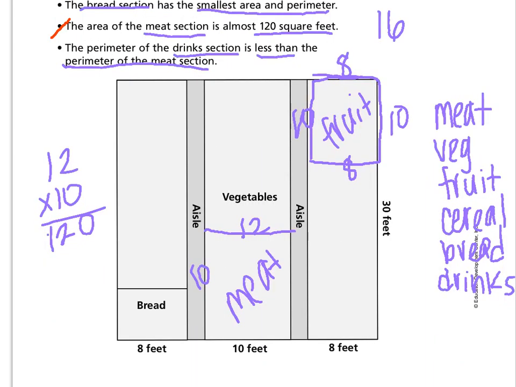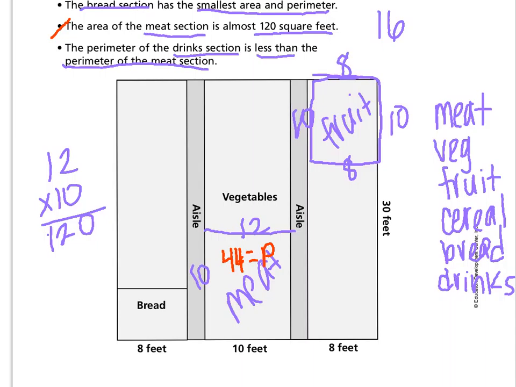The perimeter of the drink section is less than the perimeter of the meat section. The perimeter of the meat section is 10 plus 10 plus 12 plus 12. That's 20 plus 24, and that's going to be 44 for the perimeter. So I know that my drink section has to be less than 44 in perimeter.